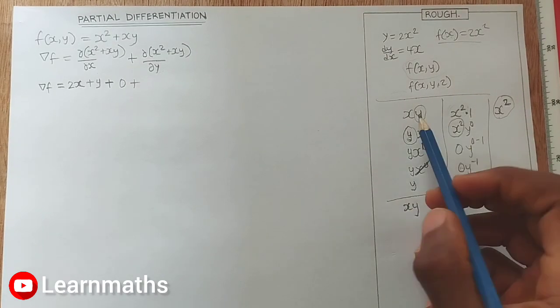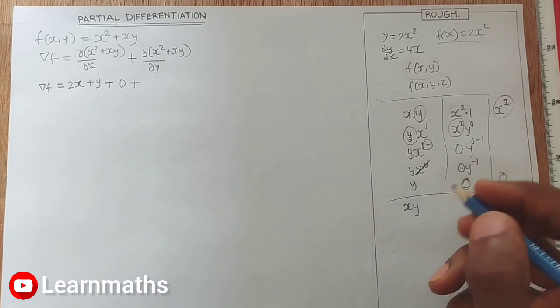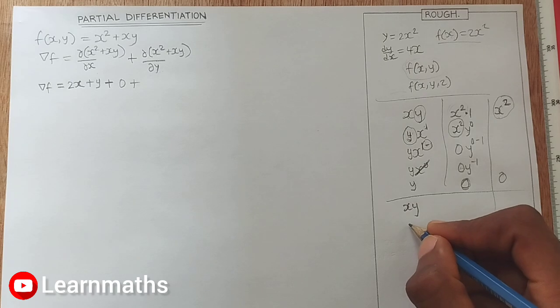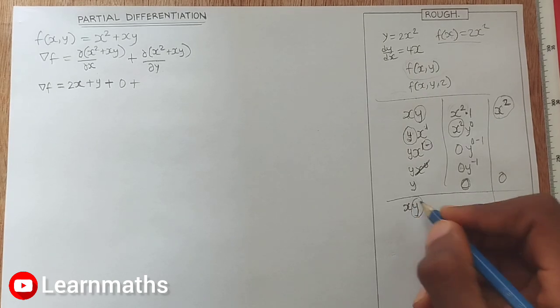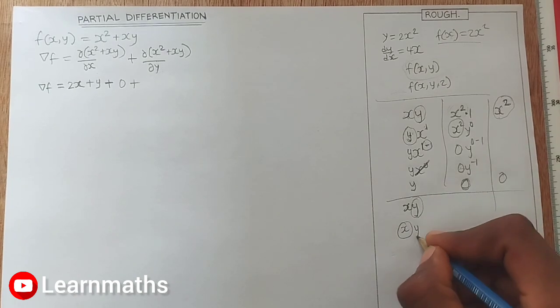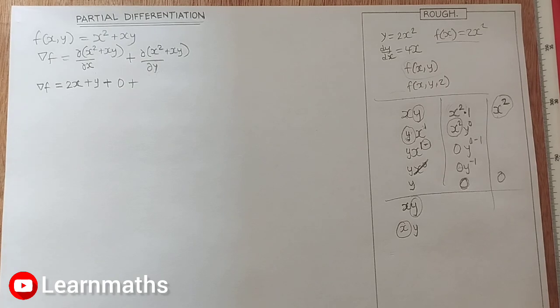Xy. Okay, we differentiate xy with respect to x and it gives us y, right? Now we're going to differentiate xy with respect to y, and it's going to give us x, right? This is why we want to differentiate. So x is going to be the constant. You understand? So if x happens to be the constant, how are we going to go about the differentiation?